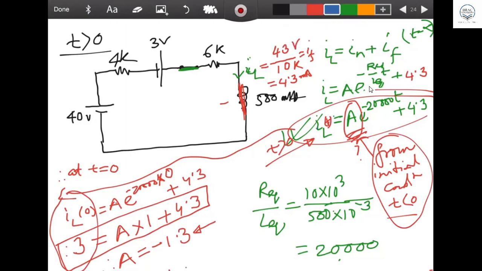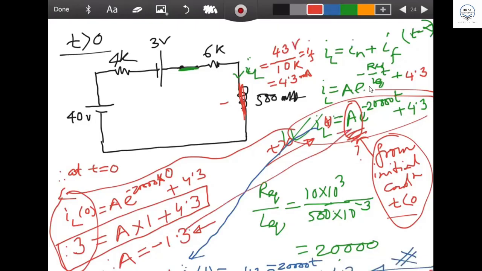The IL equation you can now straight away write here. IL(t) will be equal to minus 1.3 e to the power minus 20,000 t plus 4.3. This is the final equation for IL after substituting the value of A equal to minus 1.3. If you substitute the value over here, the equation comes like this.